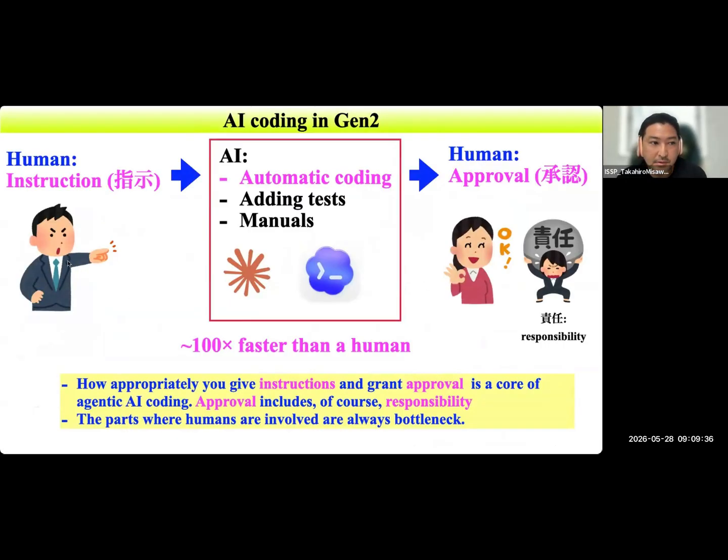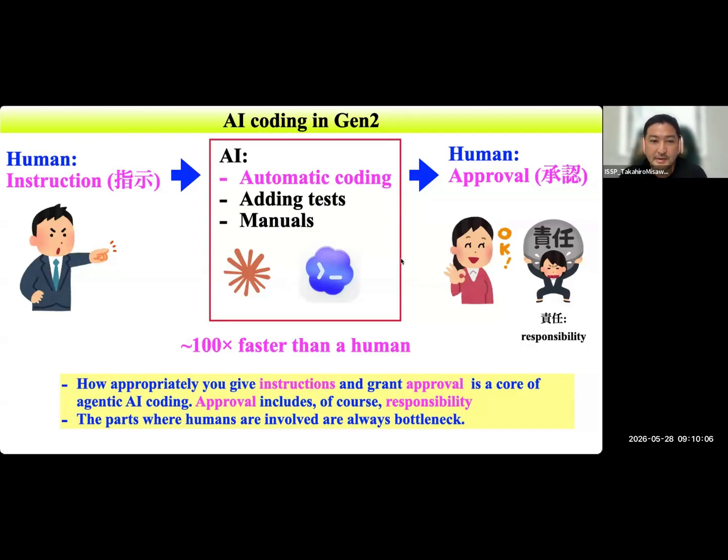Anyway, in this generation, AI coding consists of three parts. In the first part, the human gives an instruction to AI: please implement this function, or please modify this code like this. Based on that instruction, AI does automatic coding. In some cases, AI automatically adds tests. After the implementation, AI automatically writes manuals. That is 100 times faster than a human.